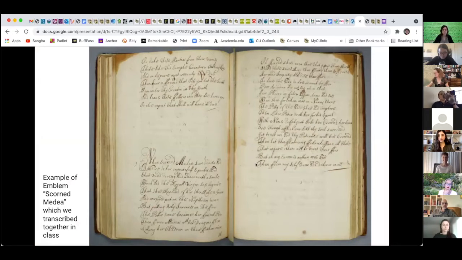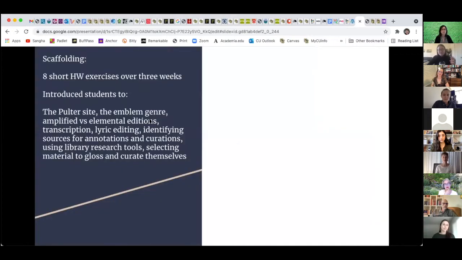So this is, of course, Scorned Medea. We used these images in class and had a really lively conversation about how to read the handwriting, right? What changes we would make as editors of this text. So I should say that I really scaffolded the bejesus out of this assignment to try to make it seem not too scary to a lot of students, especially freshmen and sophomores.